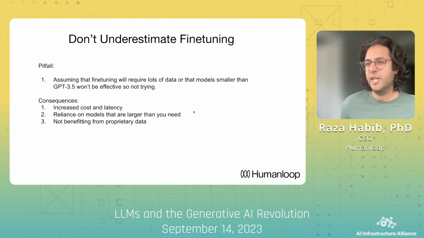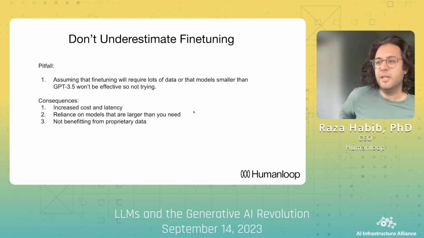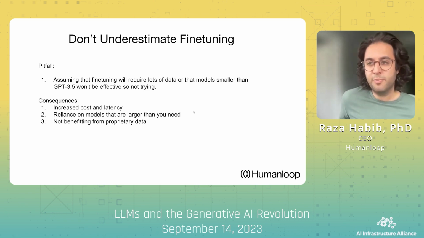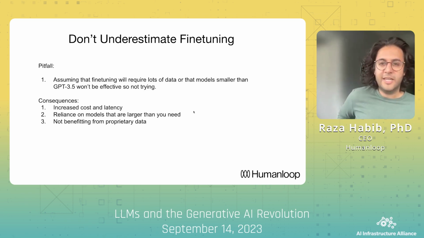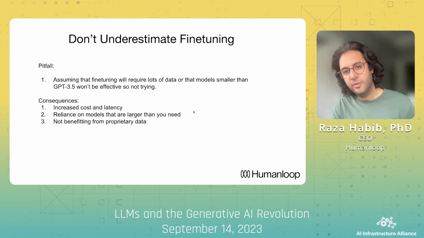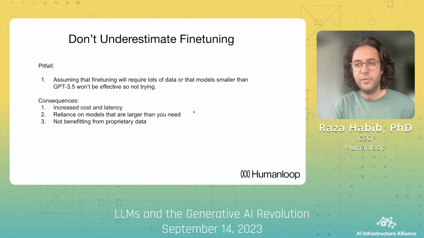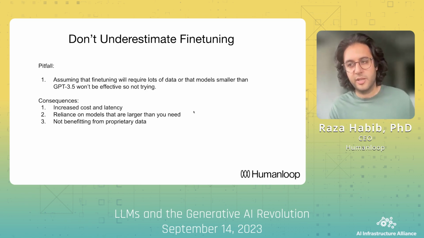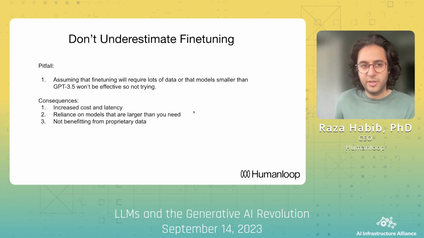And the last one I want to chat about is fine-tuning. The thing I would talk about here is just not to underestimate the potential power of fine-tuning. So the pitfall we see is people prematurely assuming that they cannot use a smaller model or that a fine-tuned model won't work for them. And the consequence is that they end up having a slower or higher cost model. They have to use a third-party tool like OpenAI, and they don't benefit from the proprietary data that they're collecting in production.